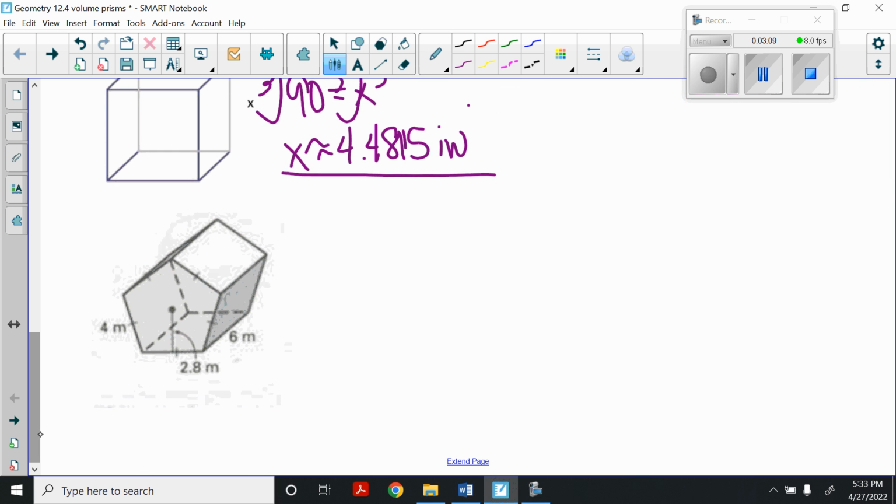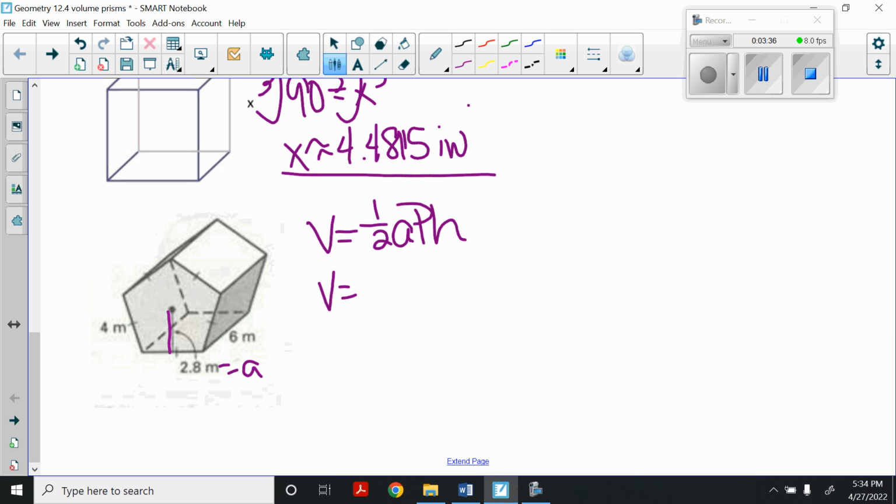The next one, we want to find the volume of this. This prism is a pentagonal prism. So the volume for a pentagonal prism is going to be the area of the base. The base is a pentagon, so it's 1/2 apothem times the perimeter, and then times the height of the entire prism. In this case, they give me the apothem is 2.8. So I have everything that I need here.